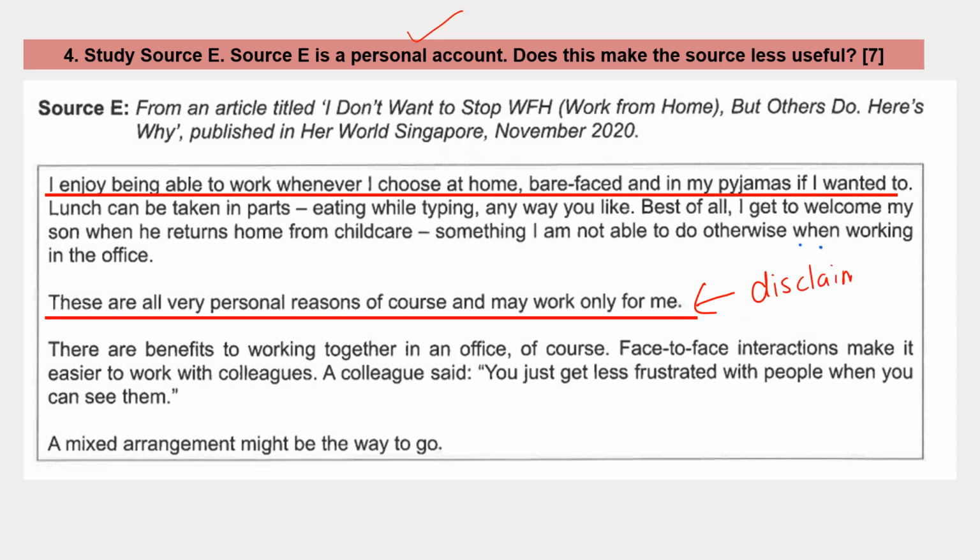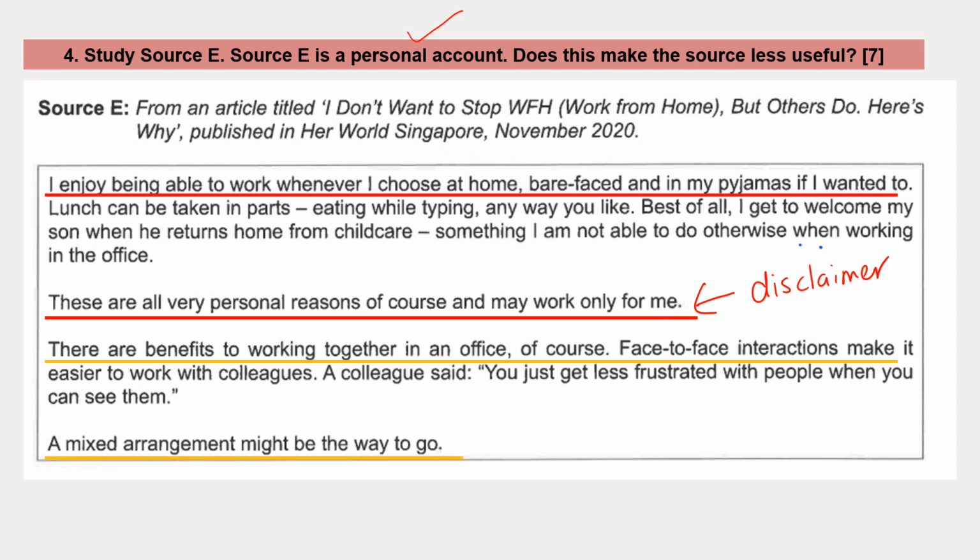Now, why is it a disclaimer? Because this working from home only works for this particular person, this particular lady. Okay, and you can see there is a sense of neutrality. What do I mean by neutrality? Look at the source details that are highlighted in yellow.